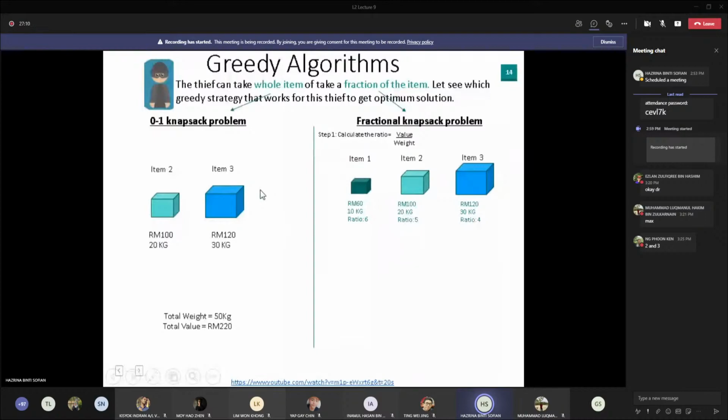So just now, what you just did is 0 to 1 knapsack. Okay, we can take it or we can leave it. And as we agreed just now, the thief should take item 2 and item 3, which hold the value of 220 ringgit, and he utilized all of his knapsack.